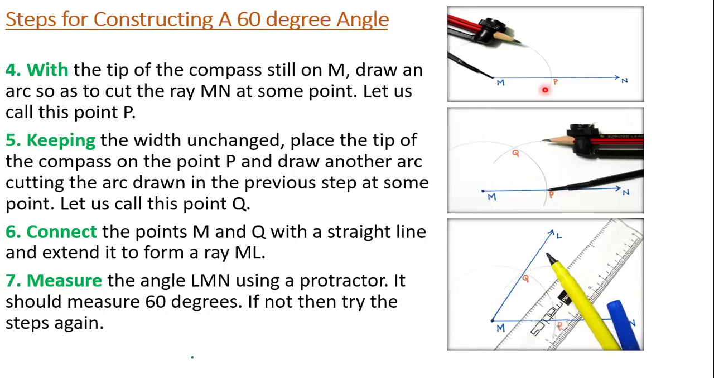This curve is going to cut the ray, MN, at point P. Then we keep the width of the protractor unchanged, go to P, and draw another arc at Q. Then we draw a line from M to L, and it forms like this.